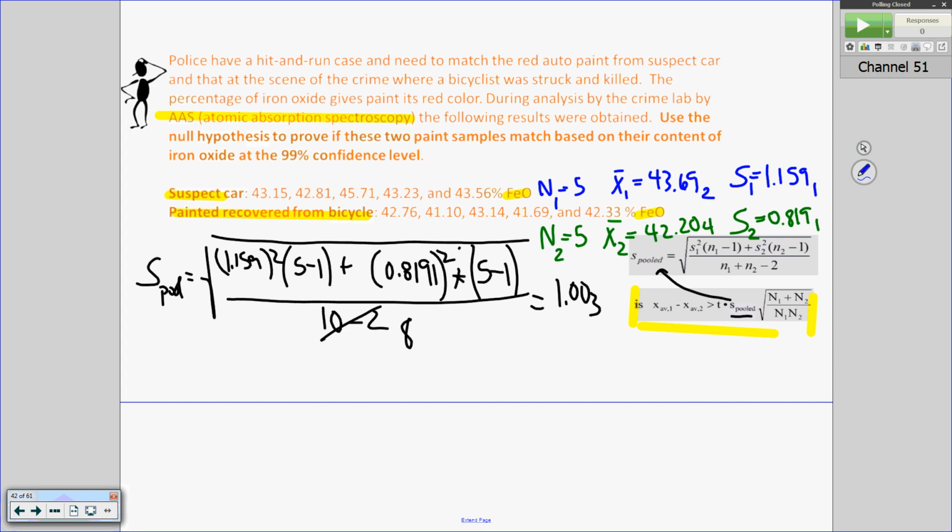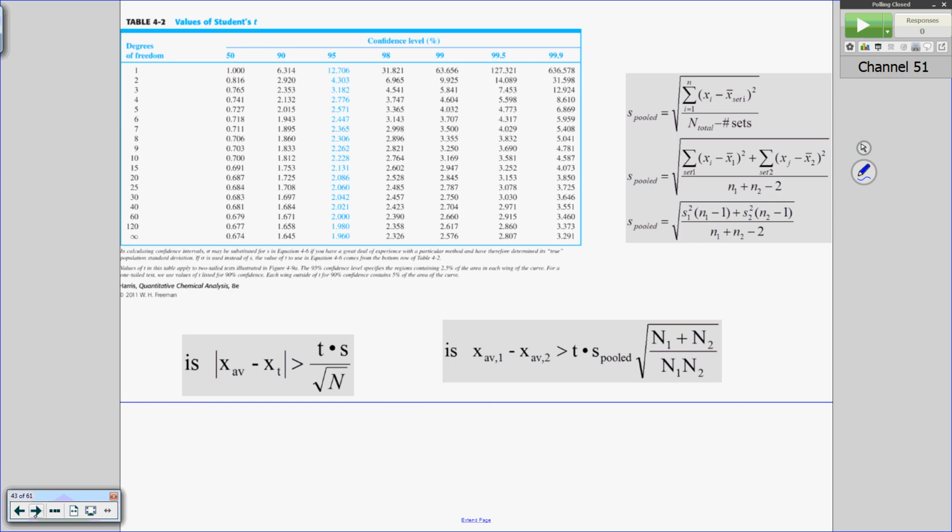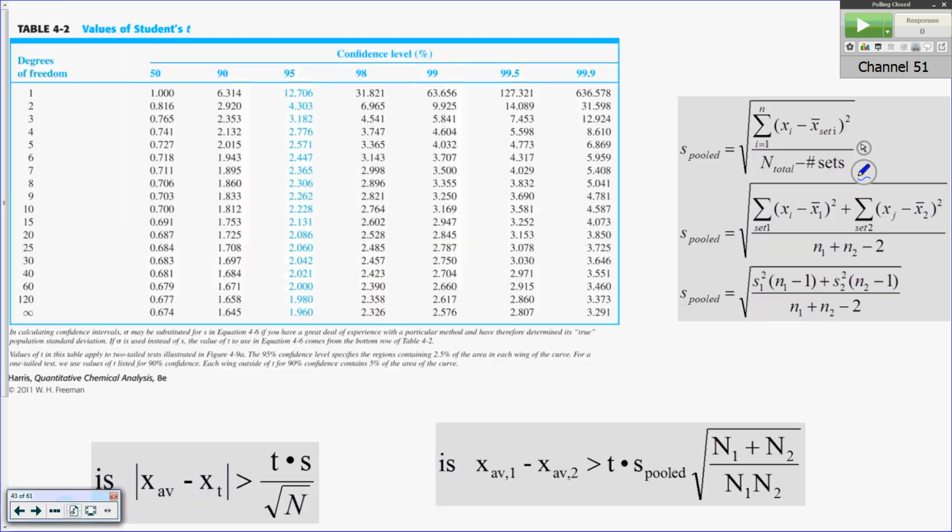I want to know the absolute value of the difference of the averages. So 43.96 less 42.20. Is that greater than? All right, so now I need to know what my t-value is. So I'm going to run to the next page. I've actually got a t-table set up on the next page. We've got to find out what that t-value is. So let's make it full page.